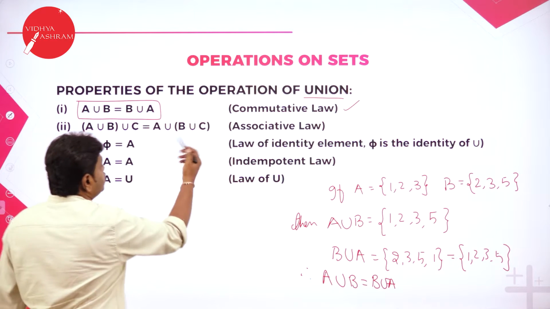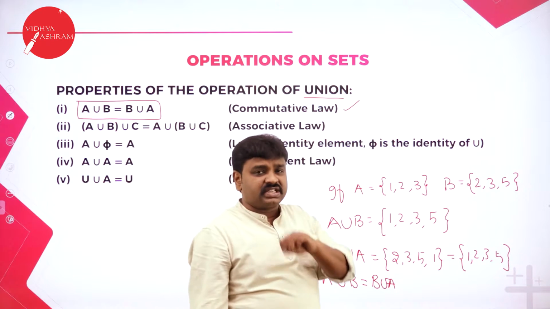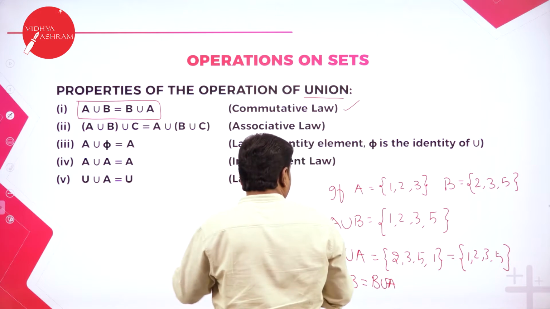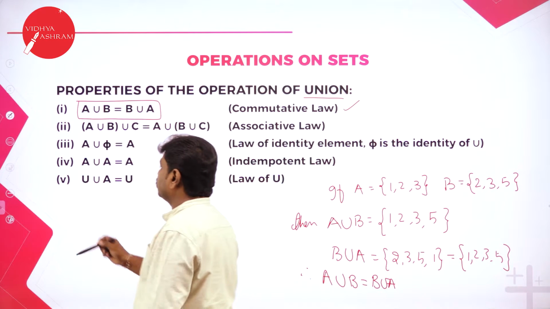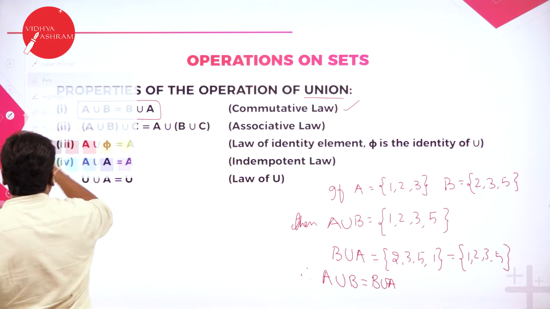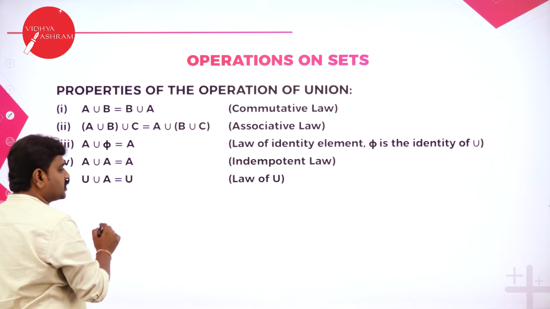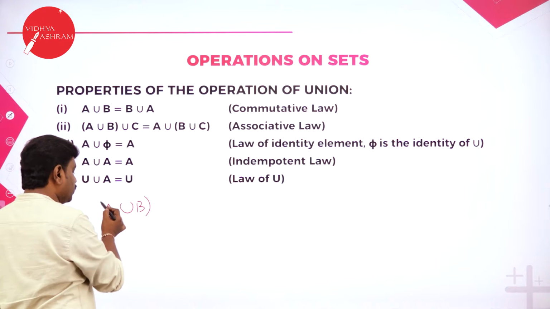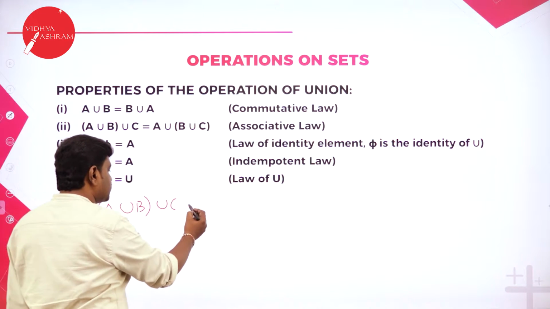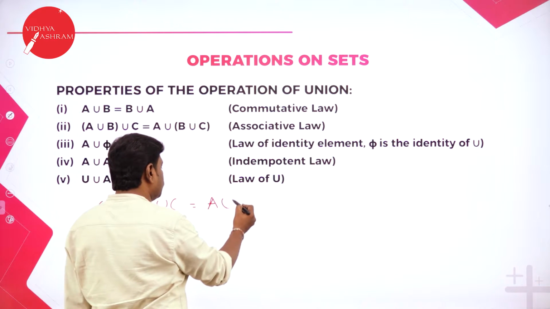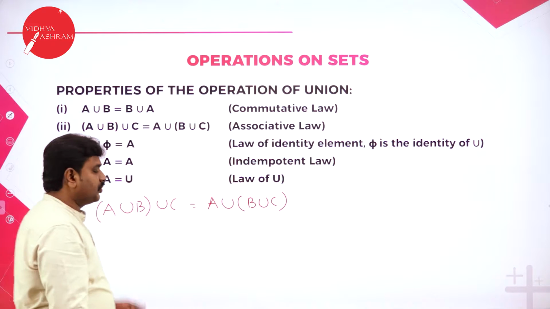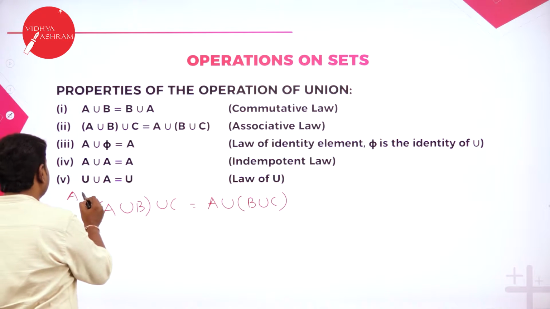Now, associative. When we have three sets, we can combine however we want, which means we can combine the first two or the last two. So now I'll talk about the associative law. Union is associative, means A union B, first two I'll group, then union C, is the same as A union B union C. So therefore we say union is associative.